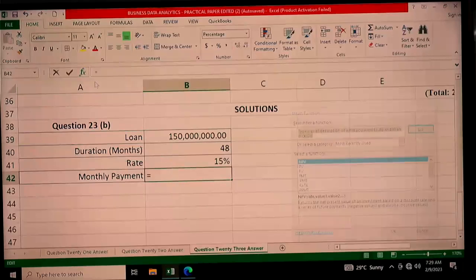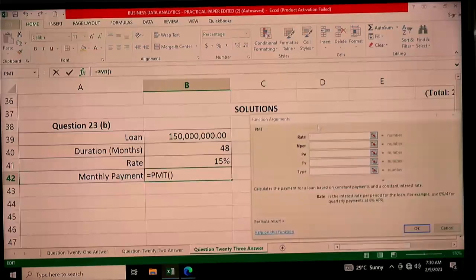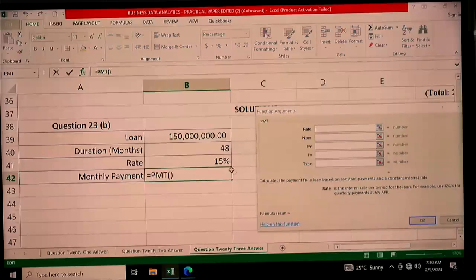We learned that if you want to calculate the monthly payment, you have to use the PMT function, which calculates the payment of a loan based on constant payments and a constant interest rate. So you select PMT, then click OK. We are given the rate, 15%, but you have to divide by 12 to get the monthly rate. Then the number of periods: we are given 48 months, not years, so you don't have to multiply by 12.